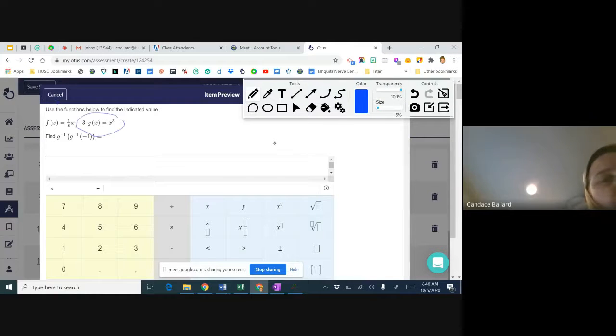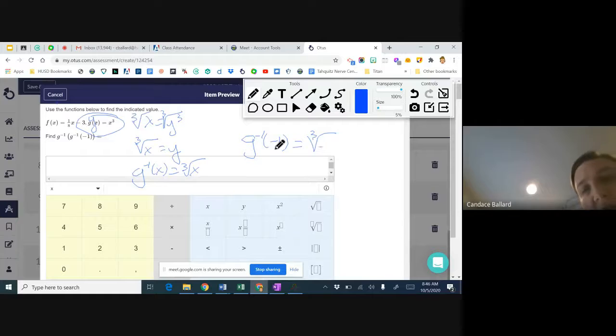Now I need to find the inverse of this one here. So to find the inverse, again, we're going to pretend like that's y, and I'm going to switch x and y. So x equals y cubed. To undo the cubed, I have to cube root both sides. So we'd have the cube root of x equals y, or G inverse of x equals the cube root of x. Okay, so now I'm supposed to plug -1 in. So G inverse of -1 equals the cube root of -1.